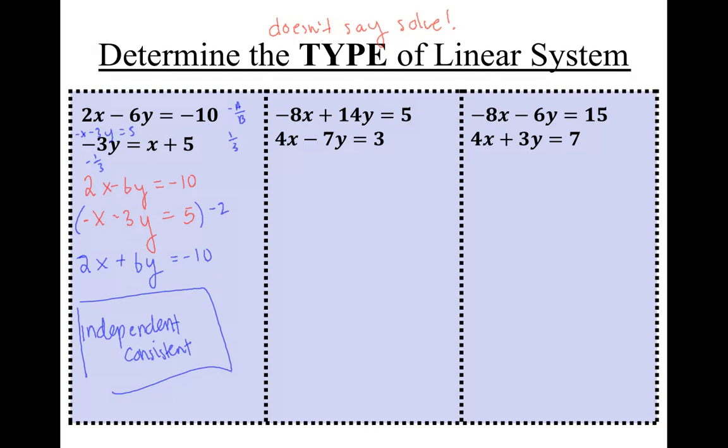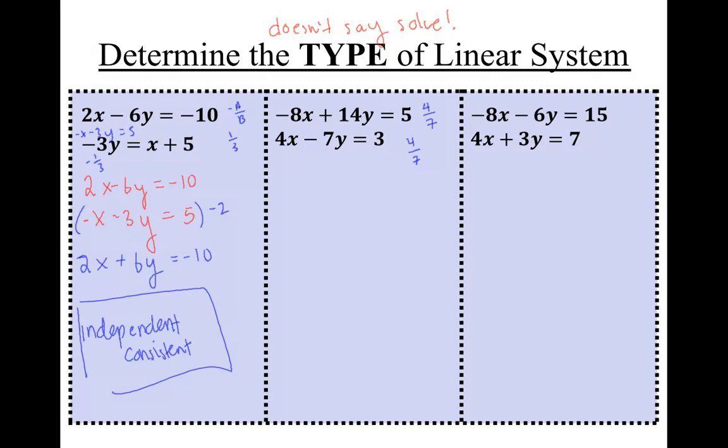These are already in standard form, so we can look at their slopes, right? Negative a over b is going to be 4 over 7. Negative a over b here is also going to be 4 over 7. So it's the same slope, right? So I just have to figure out, well, are they going to intersect? I'm sorry, are they going to be the same line?